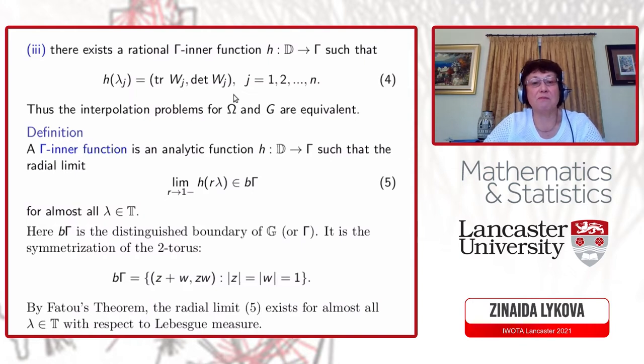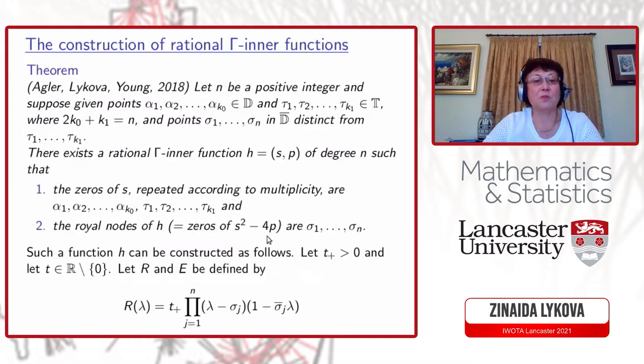So we have studied those functions and it's possible to use this construction. There are other constructions of rational Gamma-inner functions, but here I would like to present this one. We have the zeros of s first entry, and we have the zeros of s squared minus 4p, which is called the royal variety. And if we have those zeros, then we can construct a rational Gamma-inner function, and the construction is the following.